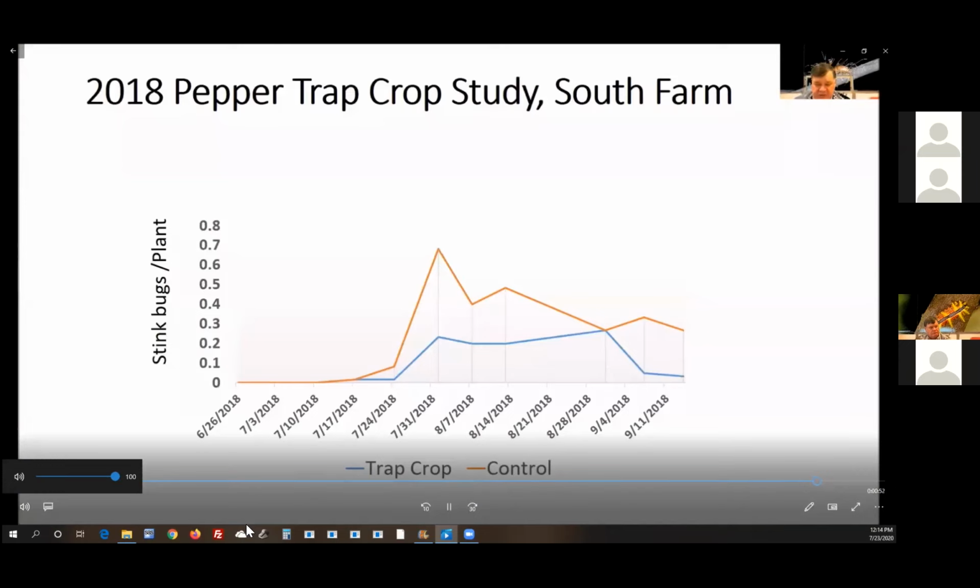And this is just some data showing how effective the trap crops can be. Again, they don't eliminate the pests in those fields, they just reduce their numbers. The orange line reflects the numbers of stink bugs on peppers without a trap crop. The blue line reflects the number of stink bugs on peppers when it's surrounded by a trap crop.